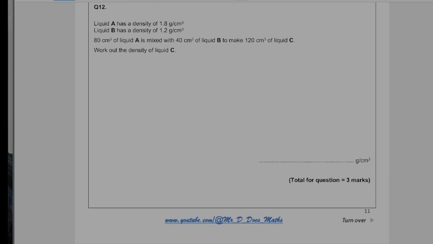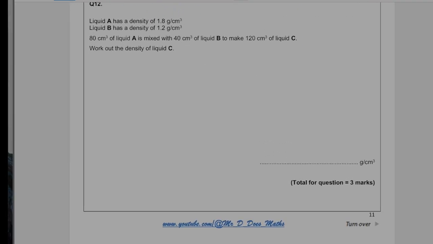Question 12. Liquid A has a density of 1.8 grams per centimeter cubed. Liquid B has a density of 1.2 grams per centimeter cubed. 80 centimeters cubed of liquid A is mixed with 40 centimeters cubed of liquid B to make 120 centimeters cubed of liquid C. Work out the density of liquid C.